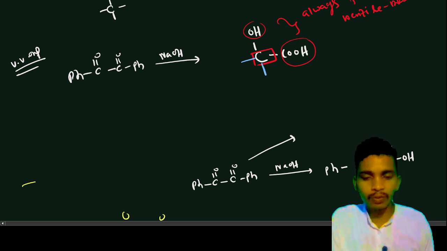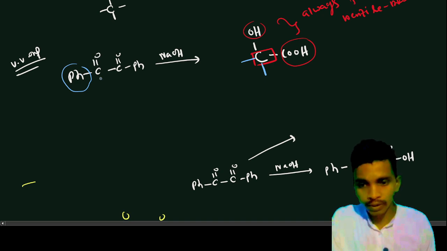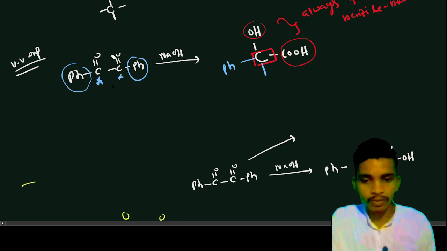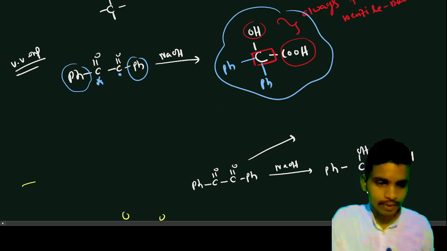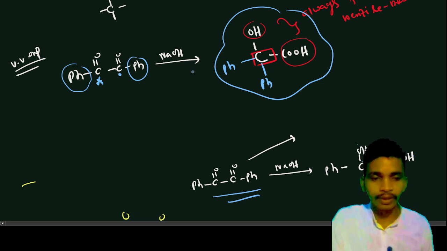One bond goes to whatever group is on this CO, this first center, and the other goes to whatever is on the other CO group. That is going to be attached here. So this is the final product, that's what we saw here. In this case, you will get Ph, OH, this is COOH and Ph. Okay, so this is the shortcut.